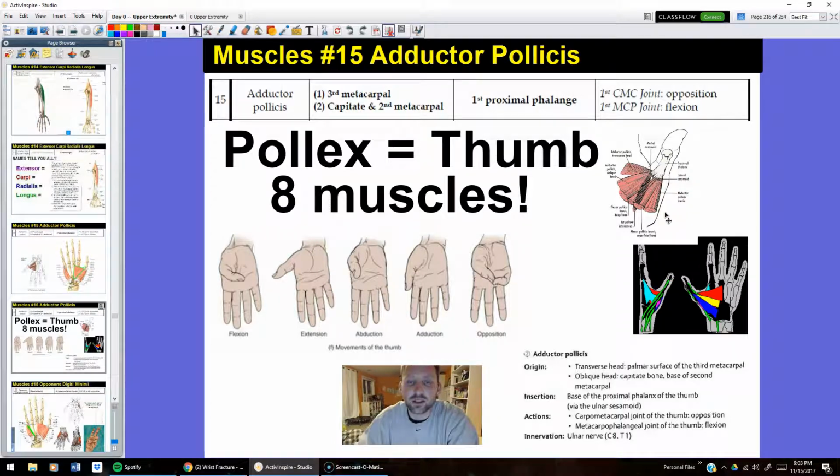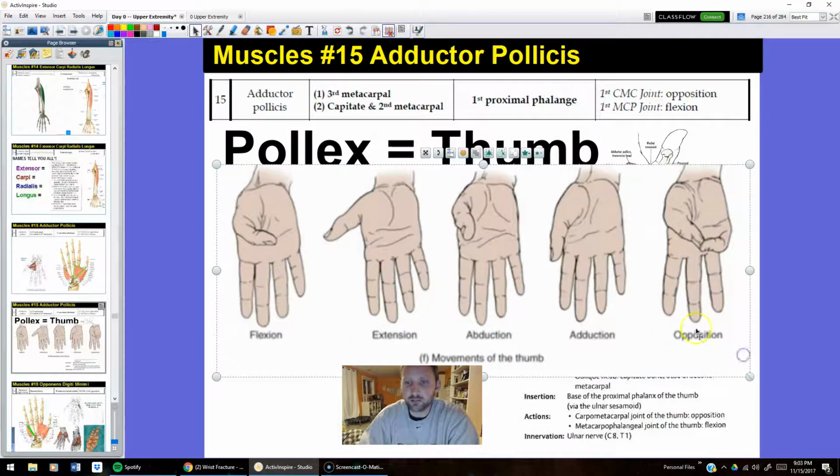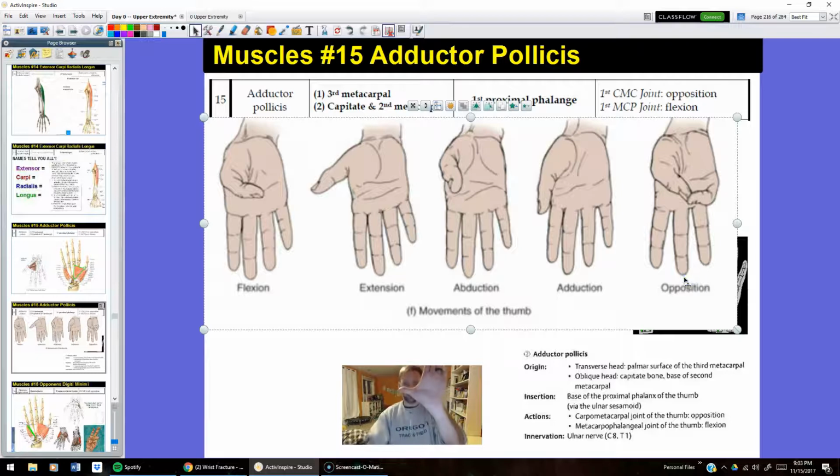There are 8 muscles that go to your thumb that produce all of the motions of the thumb. So let me pull out the motions of the thumb. This I would write down. There are many motions of the thumb. Your thumb coming straight across is flexion. Extending back out, that's extension.